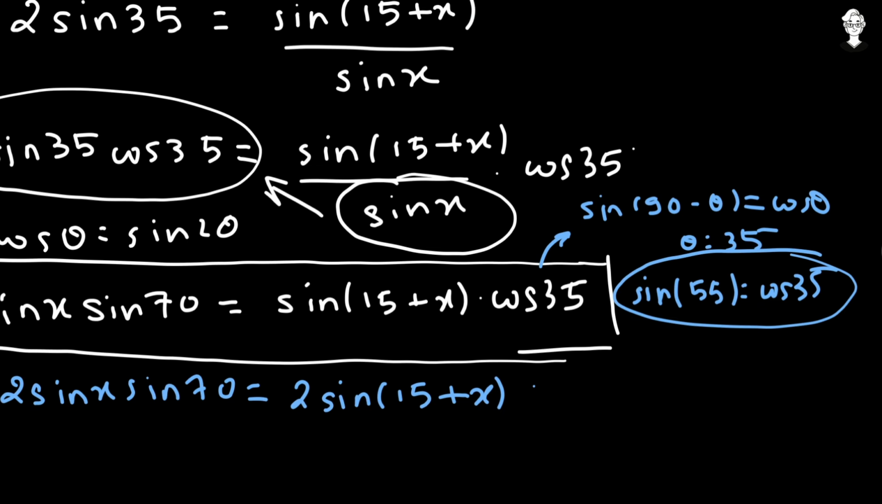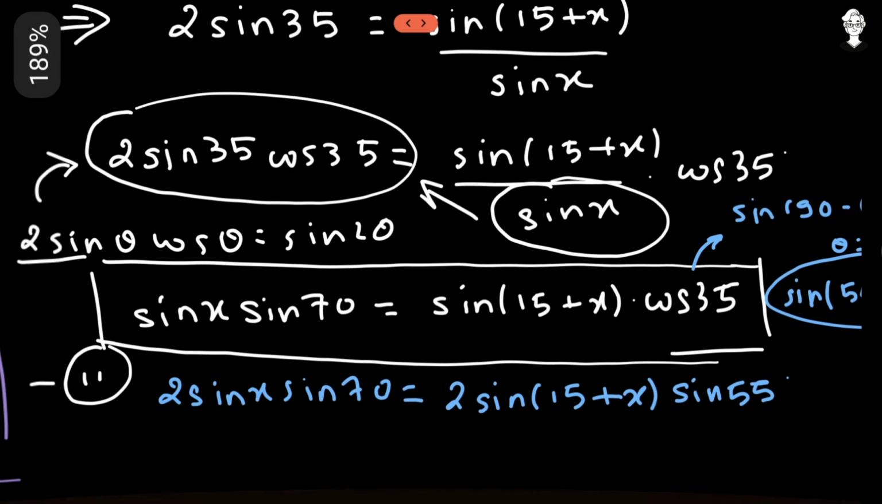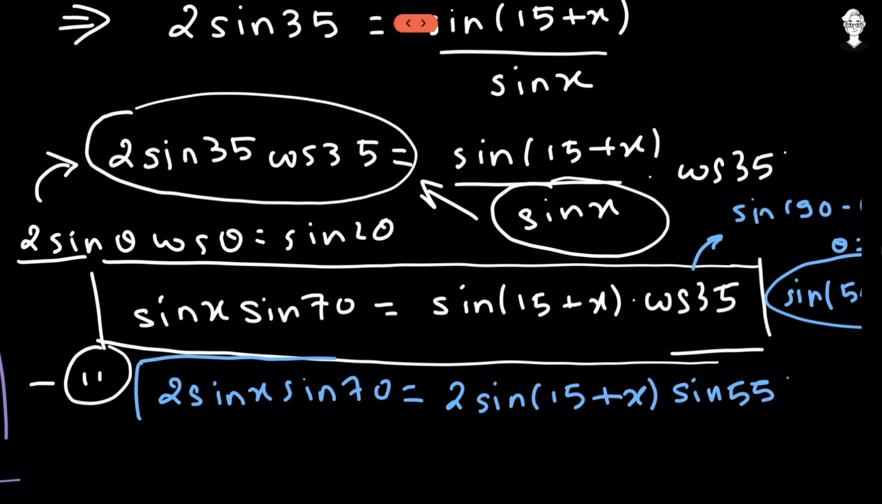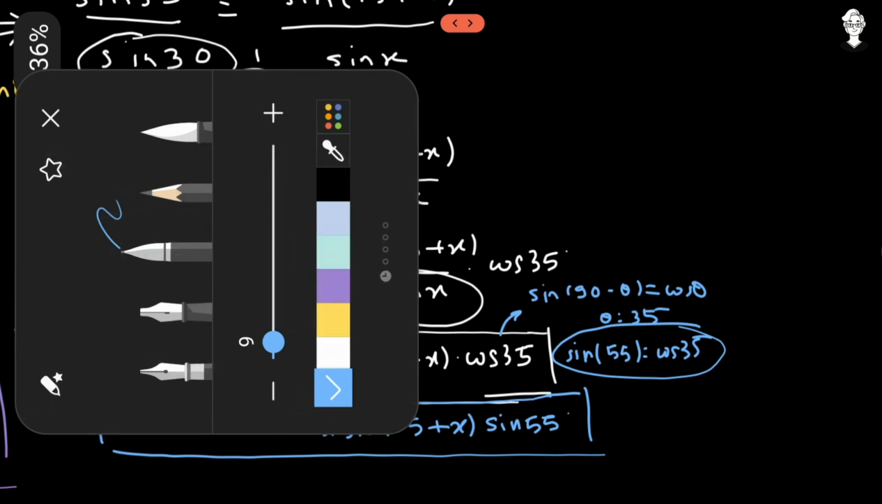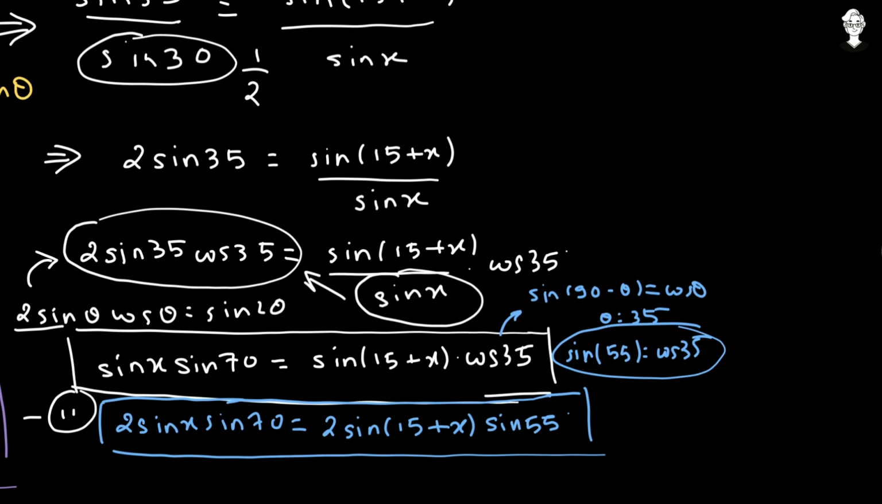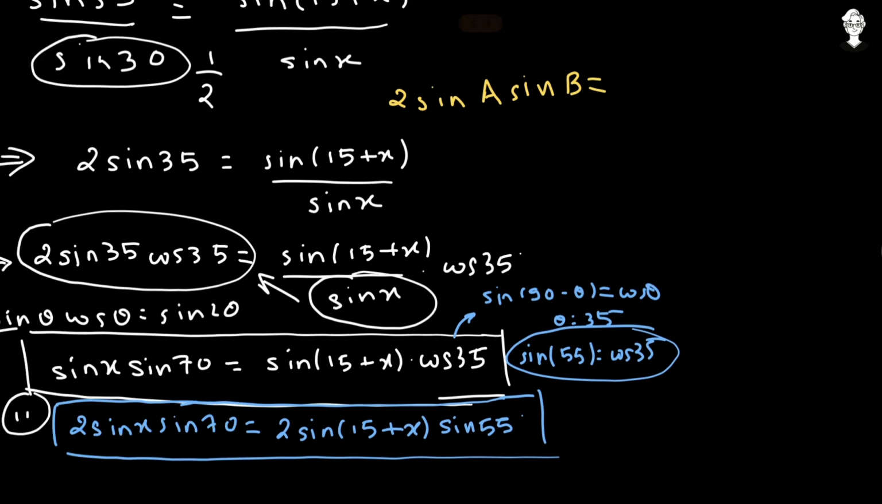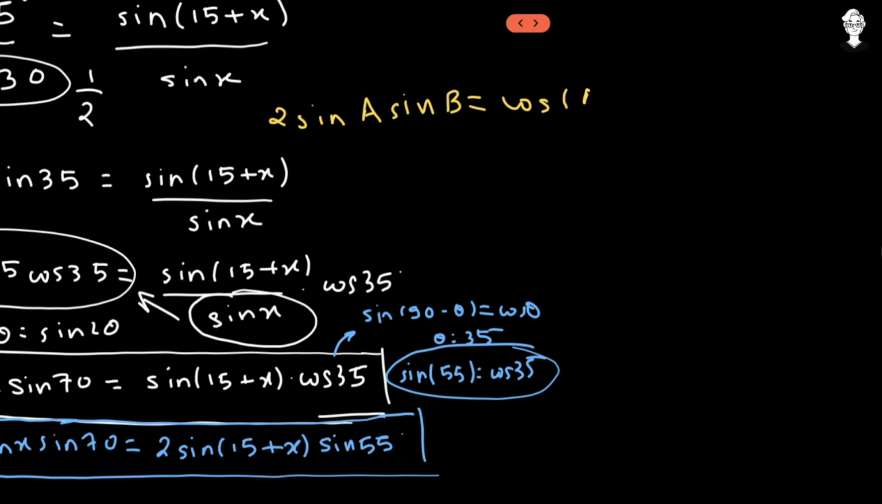So cos 35 can be just replaced as sine of 55 degree. So over here we have again a nice equation, that is 2 times sine x into sine 70 equals 2 times sine (15 plus x) into sine 55 degree. To simplify it further, we will use the trigonometric identity that 2 times sine a into sine b is equal to cos of (a minus b) minus cos of (a plus b).